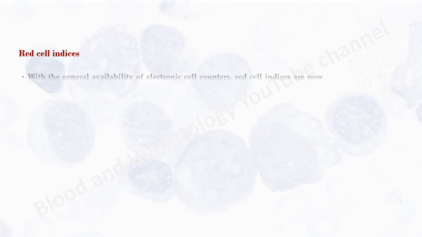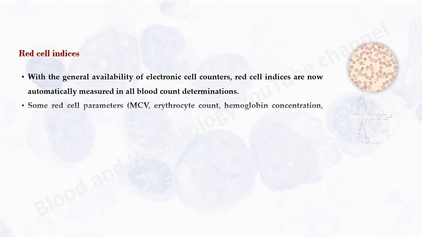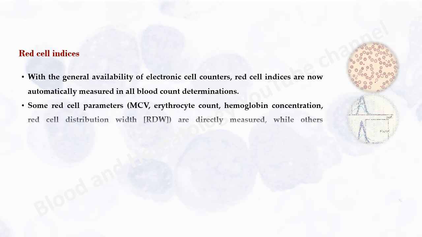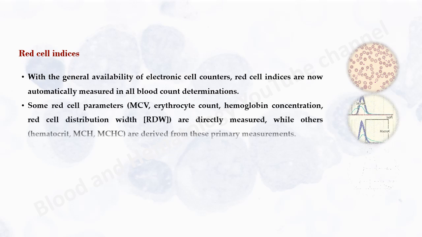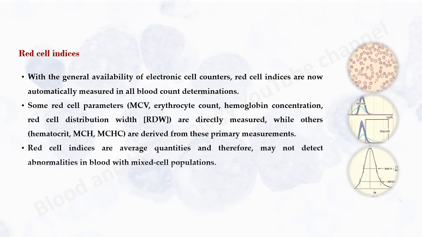With the general availability of electronic cell counters, red cell indices are now automatically measured in all blood count determinations. Some red cell parameters are directly measured, while others are derived from these primary measurements. Red cell indices are average quantities and therefore may not detect abnormalities in blood with mixed cell populations.